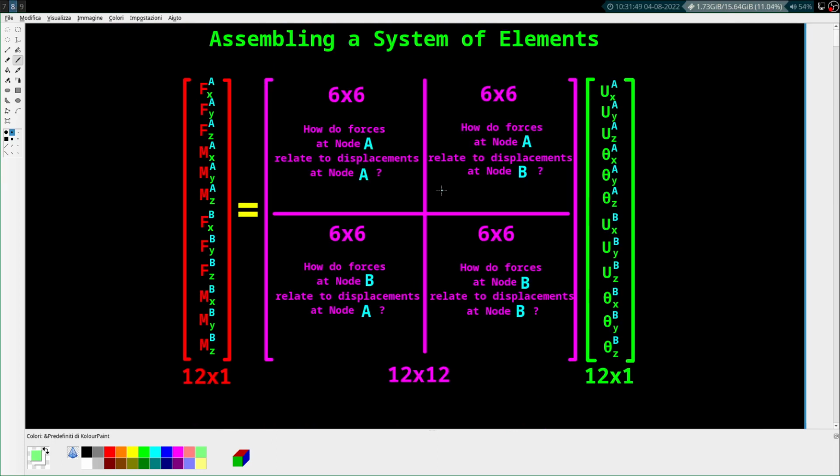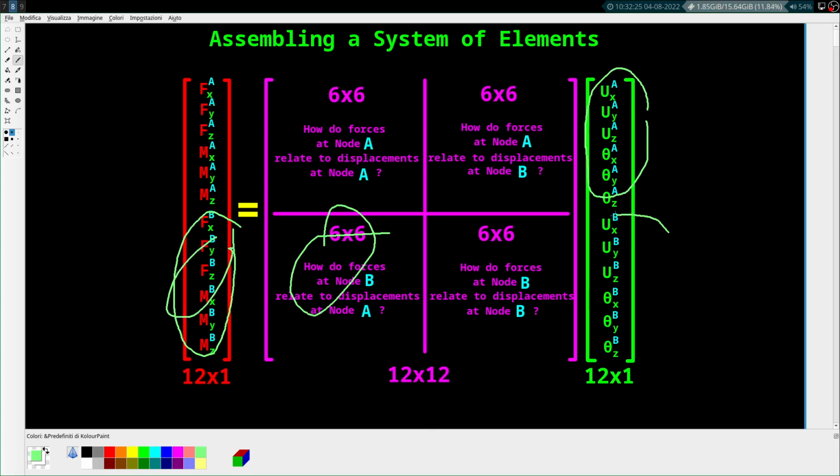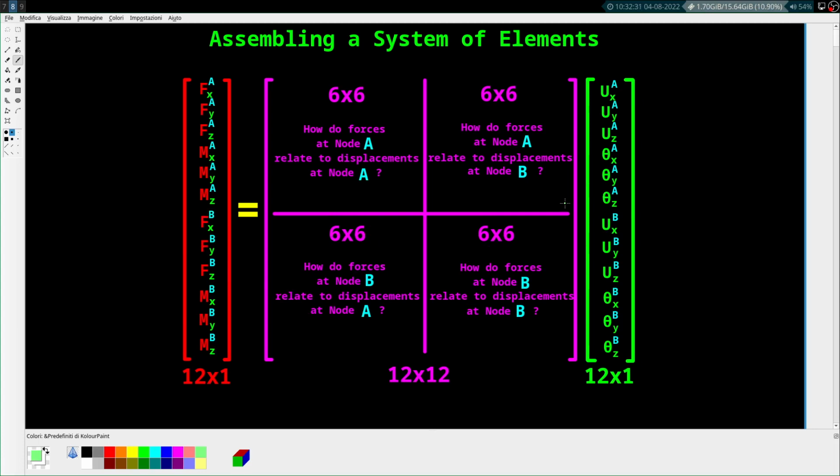So here's how this matrix breaks down into quadrants. The upper left 6 by 6 is how forces at node A relate to displacements at node A, whereas the upper right quadrant is how those same forces cause displacements at node B, right? So these go on this side and these go on this side. And these on the bottom are the same thing, but for these forces. So how do node B forces cause displacements at node A? That's this side. And how do these forces cause displacements at node B? That's this side. Right? If you understand that, everything else is so simple.